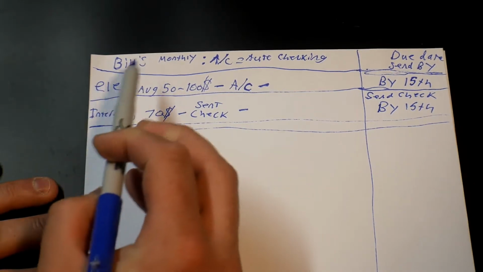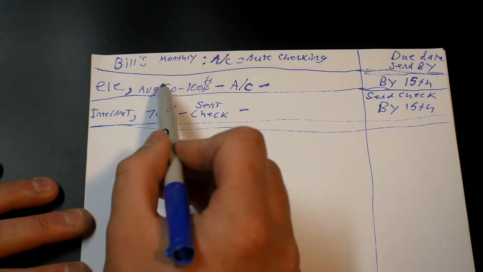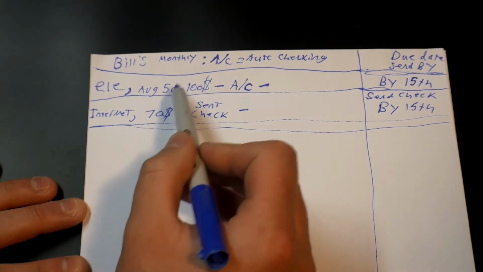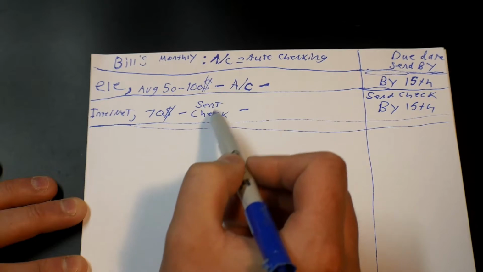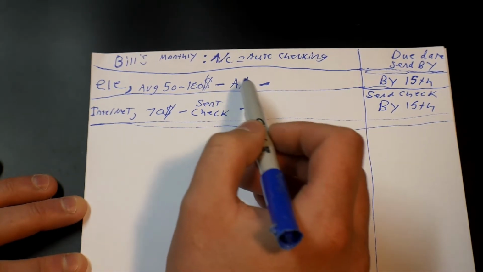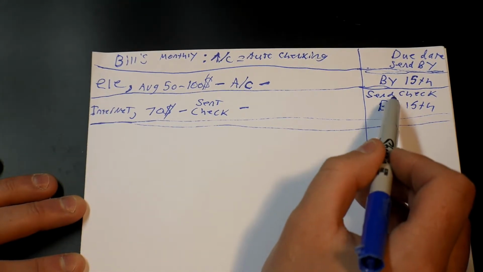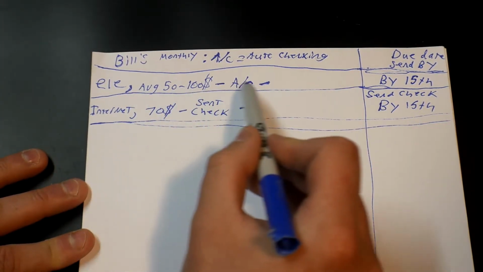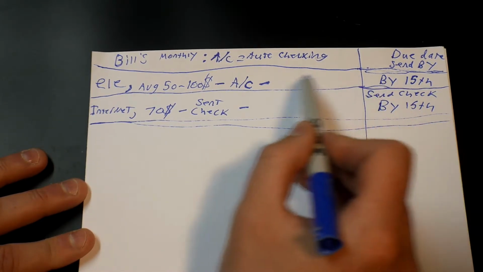So let's recap. The name of the bill goes on the first line. The price, the average price, or whatever your bill costs, goes on the second line. The third line would be how you pay that bill. If it's auto checking or send a check, you put that on the third line. And then over here, you put when that bill is due by. And because this is auto checking, it's due by the 15th. They'll automatically take it out on the 15th, so you don't have to worry about anything.